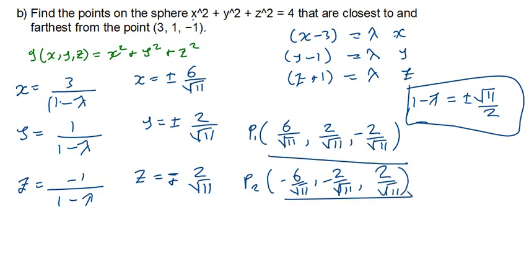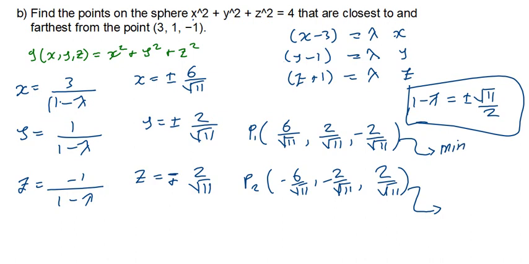So now this point here is the minimum that we have, the closest. I'll say that's the point that is closest. Then this point is the max, that is the furthest. And that's how we answer that one.